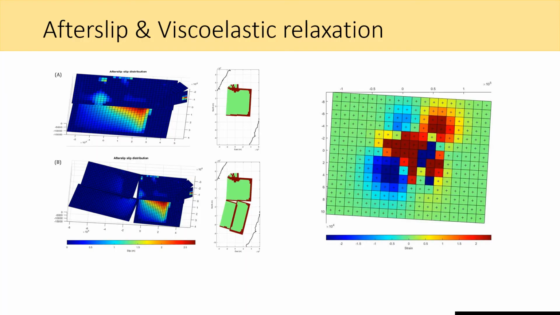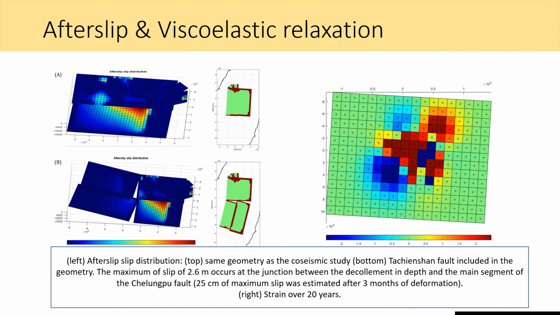In this study, a forward model based on Burgers rheology is used to estimate the afterslip distribution and the lower crustal strain over the 20 years following the earthquake. Most of the afterslip is happening on the décollement from the middle to the southern part of the segment. Small deformation is happening on the main segment at shallow depths. Afterslip is absent in the region of maximum co-seismic slip.